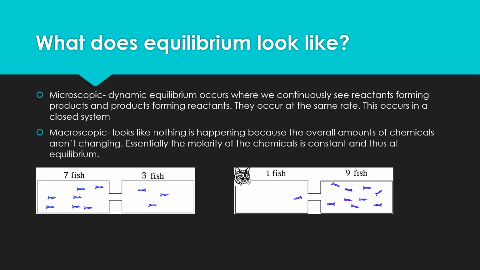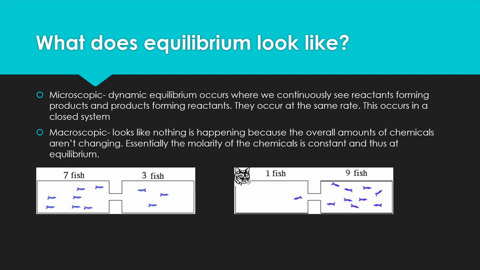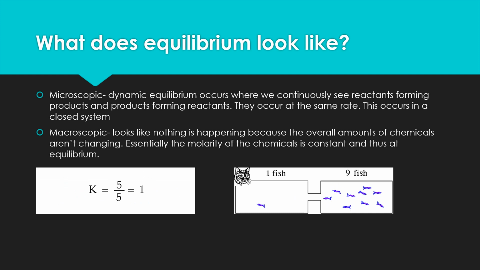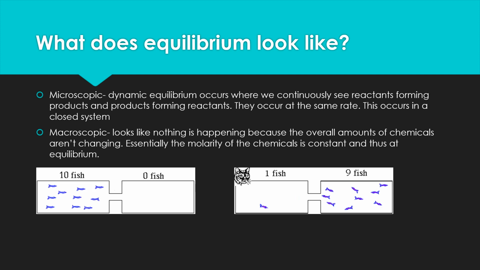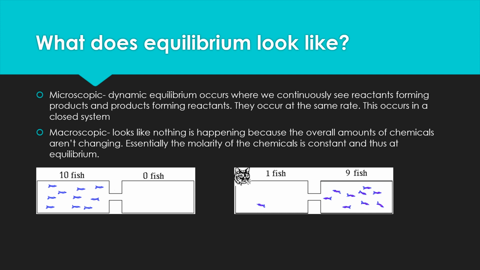All right, so what does equilibrium look like? So we have the microscopic view, and we're going to talk about these little GIFs at the bottom in just a second. So microscopic, if we could zoom in on the actual particles, we have what's called dynamic equilibrium. And that occurs where we continuously see reactants forming products and products forming into our reactants, and they occur at the same rate. And this occurs in what we call a closed system.